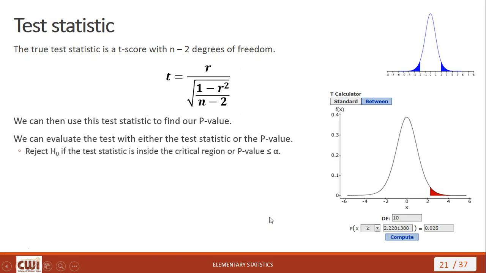Again, reject H0 if we're inside the critical region. Fail to reject H0 if we're outside the critical region.